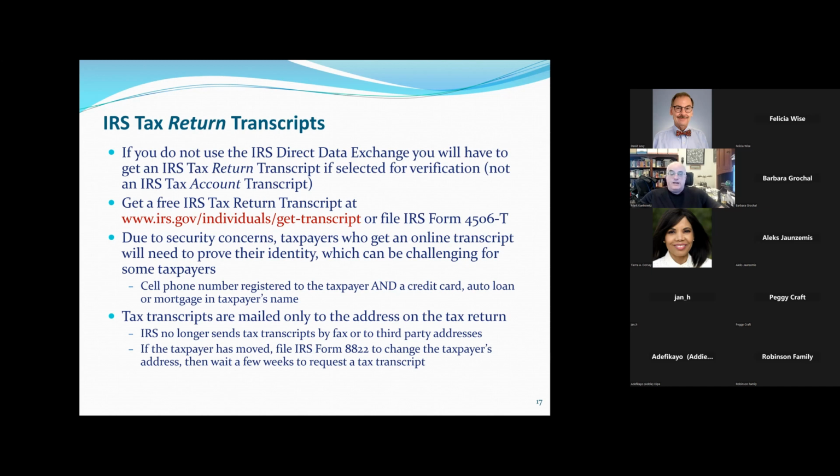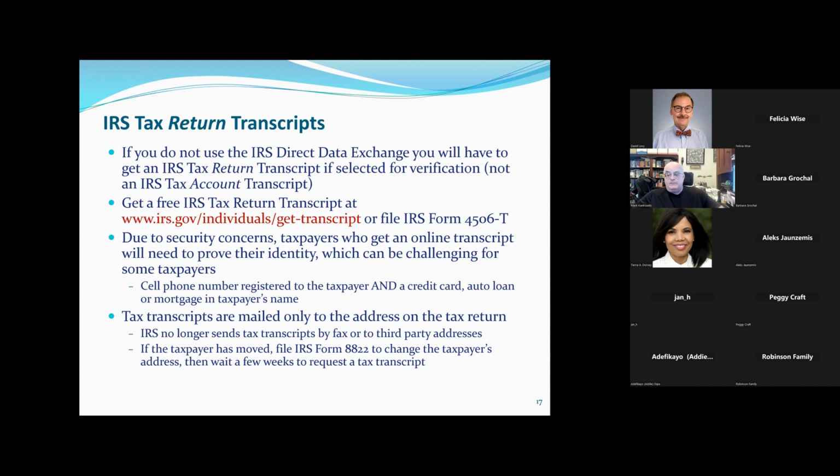If a married taxpayer files a joint return, only the taxpayer listed first on the joint return can get a tax return transcript using the IRS website. If you can't use the online Get Transcript tool, you will need to submit IRS Form 4506-T by postal mail.